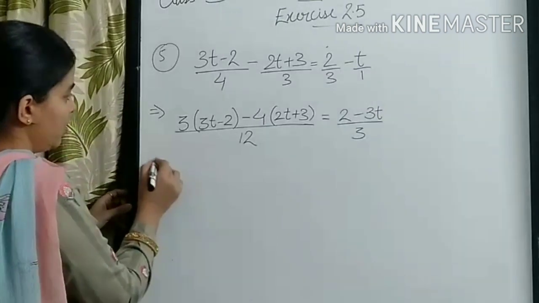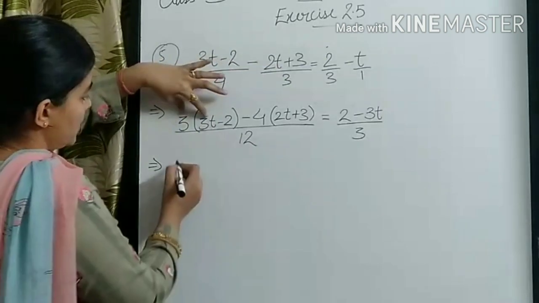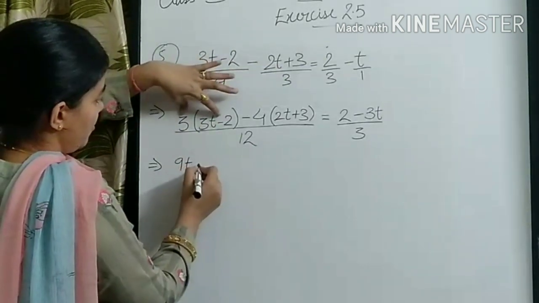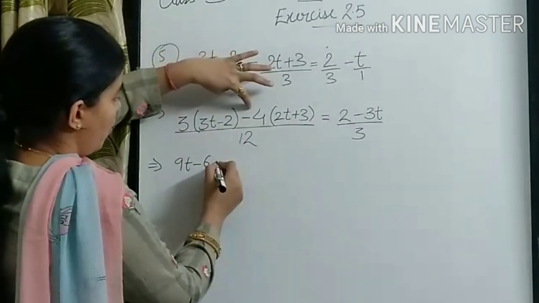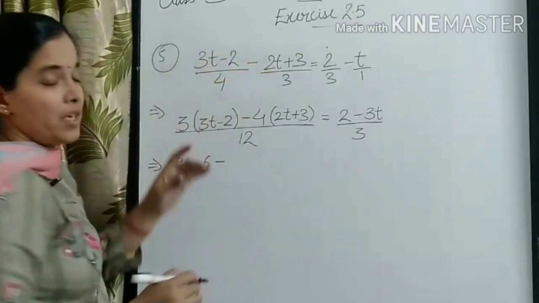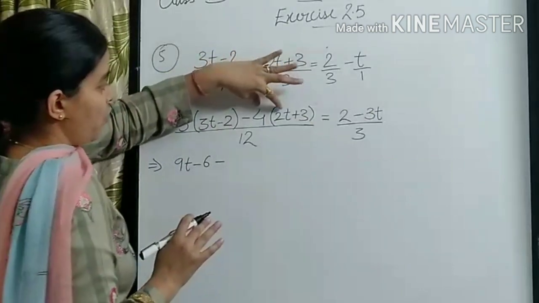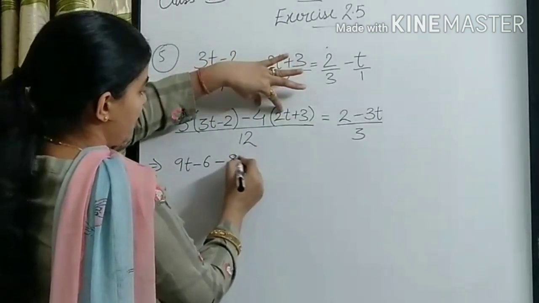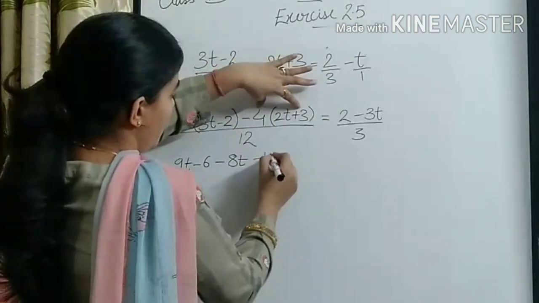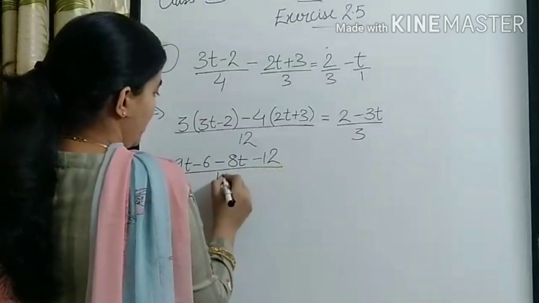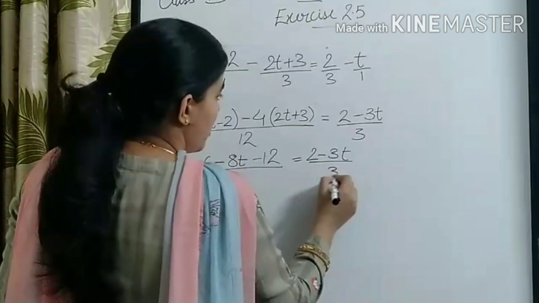Okay. Now here open up the bracket. First this 3 you have to multiply with this and this number. So 3 3s are 9, minus 3 2s are 6. Done. Now here, always remember whenever there is a minus sign outside, you have to change all the signs inside the bracket. So how will we do it? Minus 4 multiplied by 2t will give you minus 8t, and minus 4 multiplied by plus 3 will give minus 12, divided by 12 is equal to, it will remain as it is, 2 minus 3t upon 3.